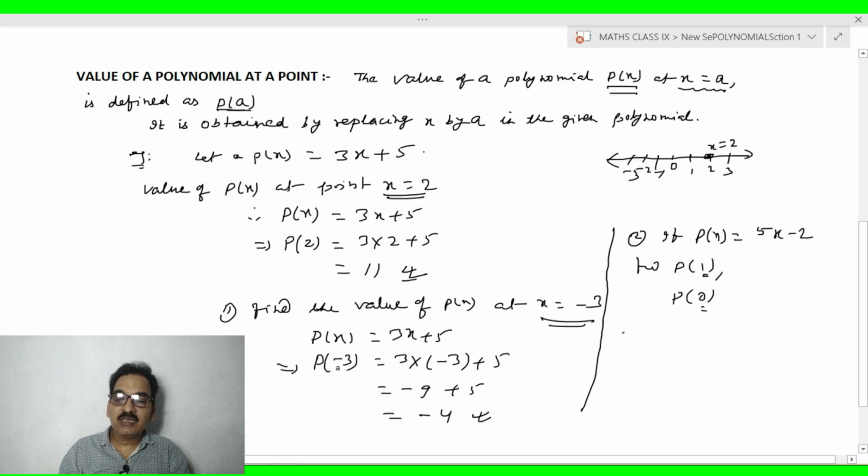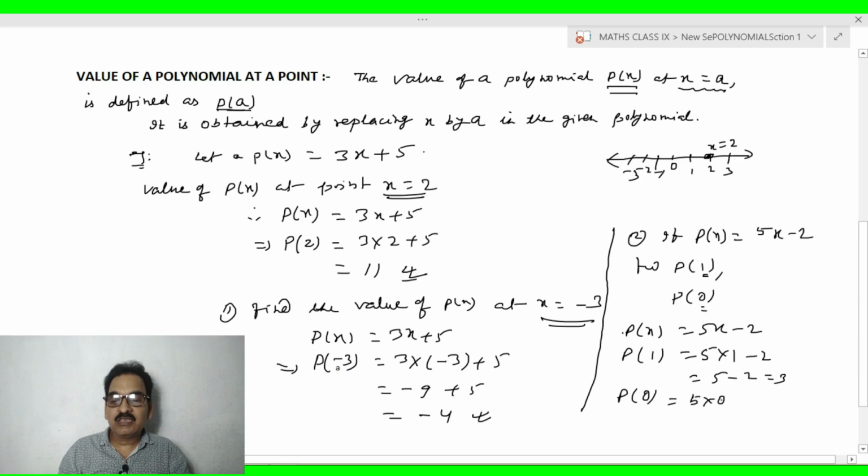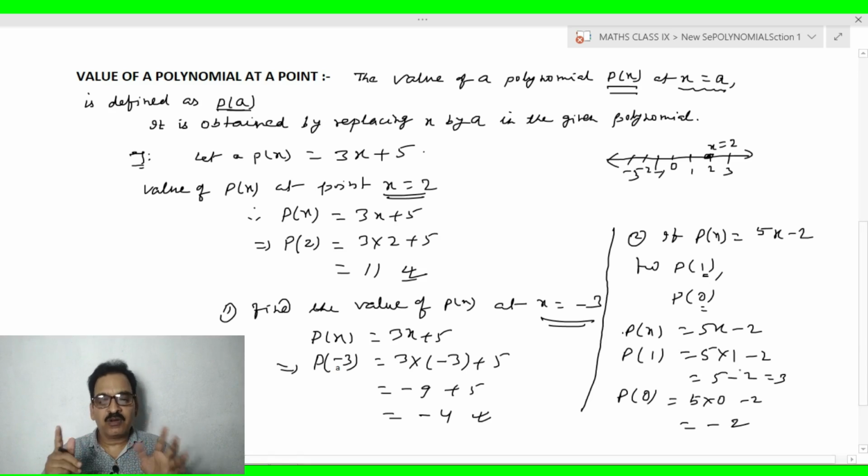Similarly, since p(x) is given as 5x minus 2, to find p(1), replace x by 1, and you get 5 minus 2 equal to 3. Suppose you want to find the value of p(0). What do you have to do? Replace x by 0, giving 0 minus 2, so the answer is -2. So this is the basic concept of the value of a polynomial at a point. I hope it is clear to all of you.